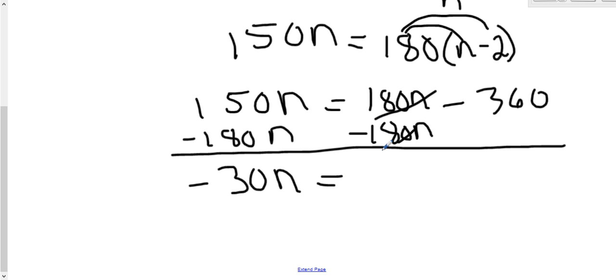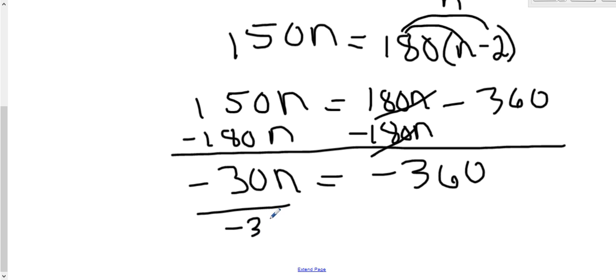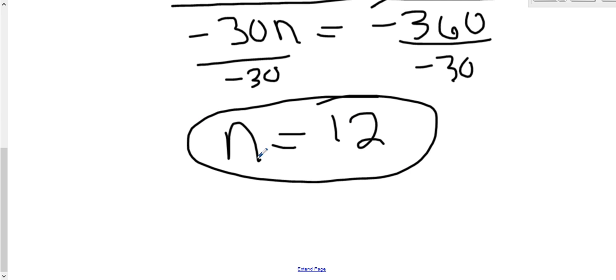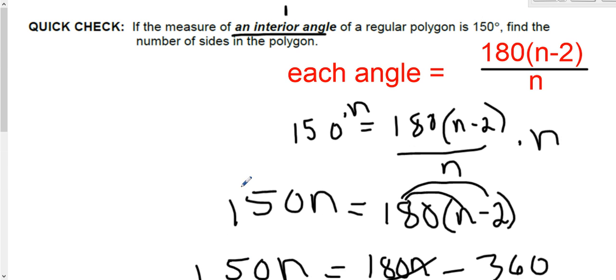Equals, this goes away, don't forget the negative sign here, equals negative 360, and divide by negative 30, and we get n equals, let's see, goes in there once, 12. So that was a 12-sided regular polygon that has a measure of 150 for each angle.